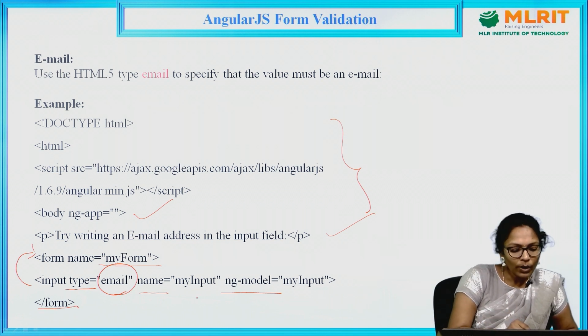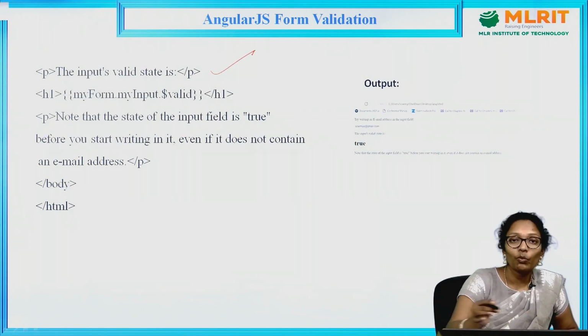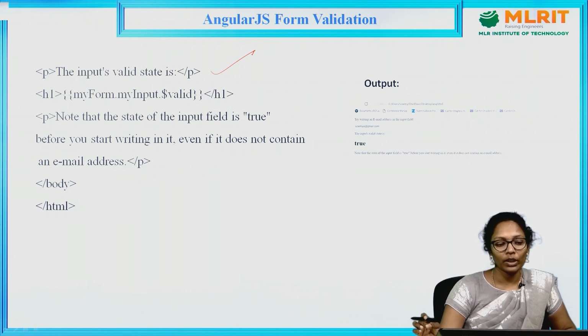So now, how can I access this? My form dot my input. So now I'm checking the valid state, whether the state is valid or not. So here you're checking the valid state for an email.